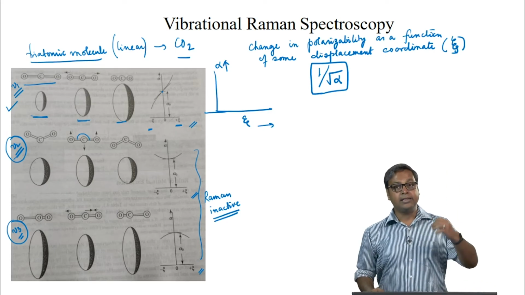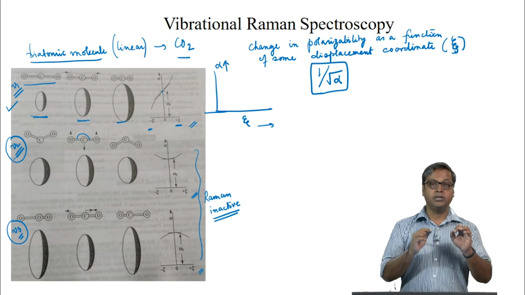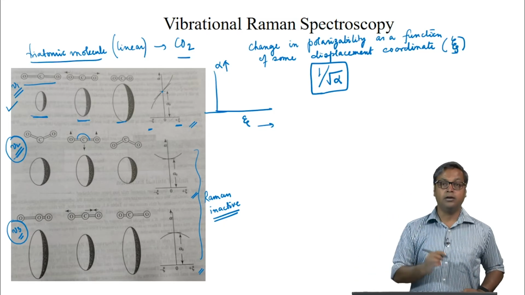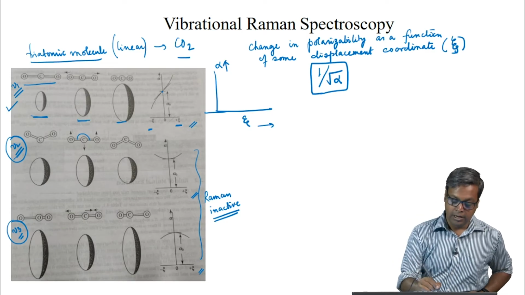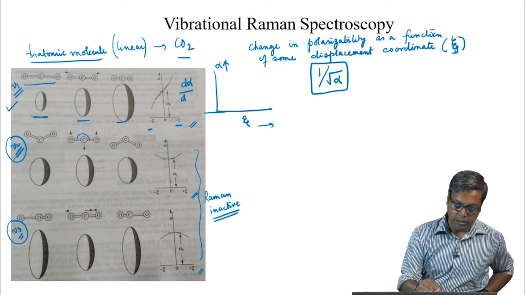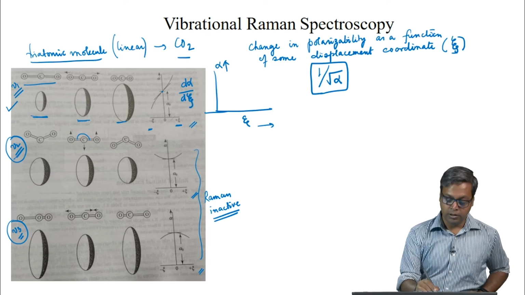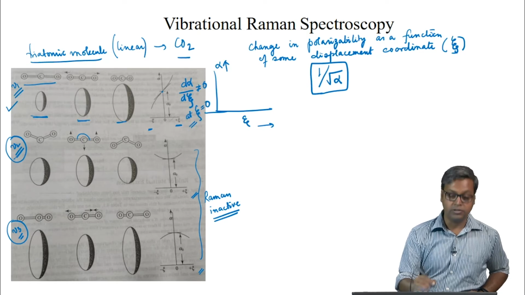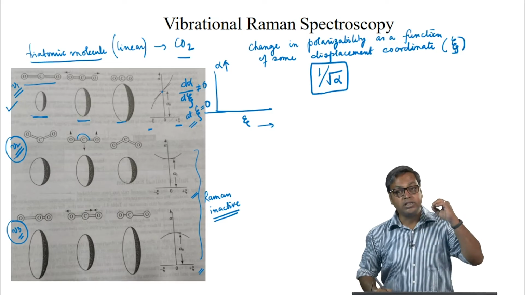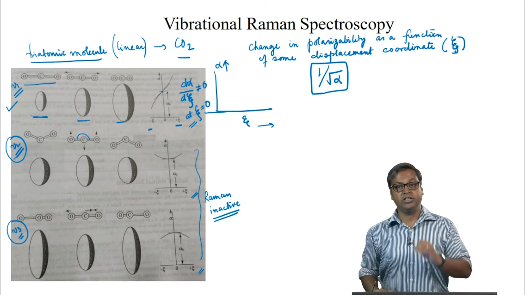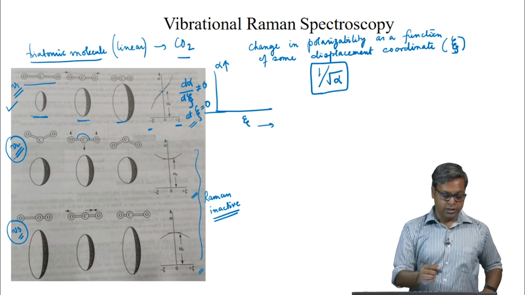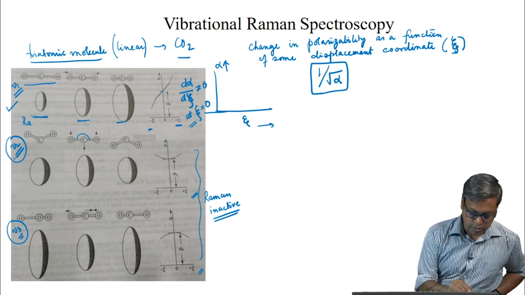So, we can see that near the equilibrium for the symmetric stretch, the curve has a distinct slope. In other words, we can write d alpha d xi is not equal to 0 at xi equals 0. Thus, for small displacements, the motion produces a change in polarizability, and therefore, this nu 1 is Raman active.